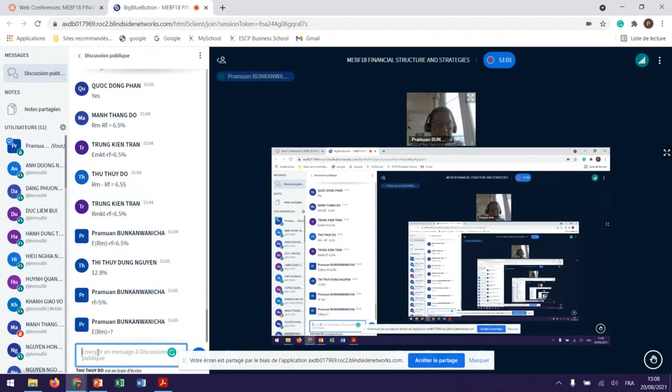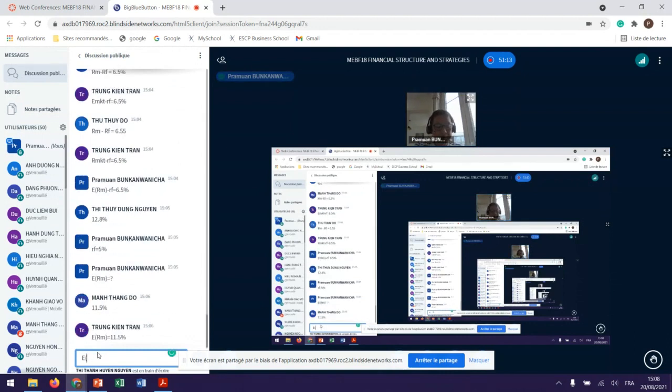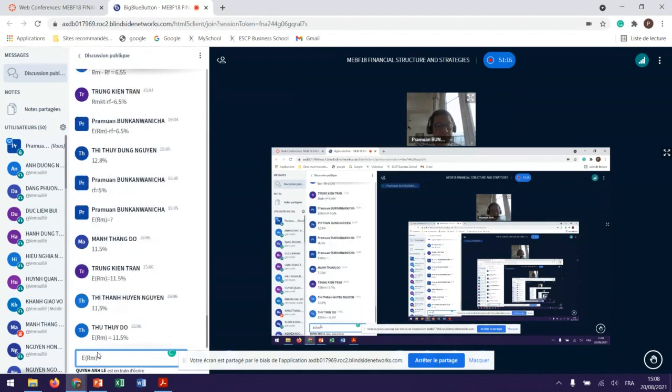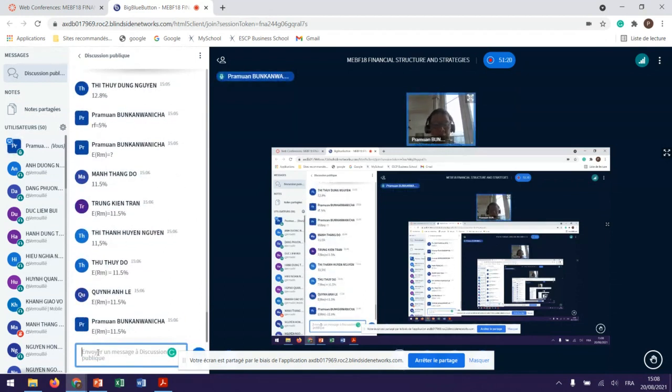If the market risk premium is 6.5% and RF is 5%, therefore ERM is 11.5%. Okay, so once you have ERM minus RF, which is the market risk premium, 6.5, and the beta is 1.2, you're going to be able to calculate the ERI.